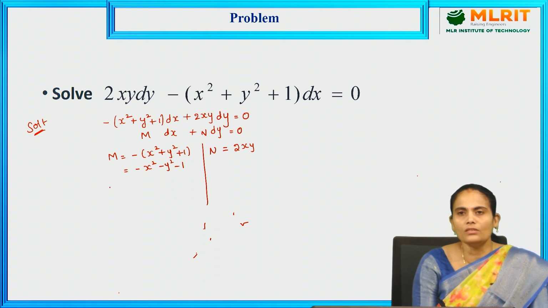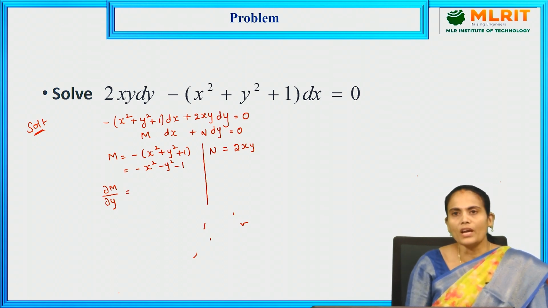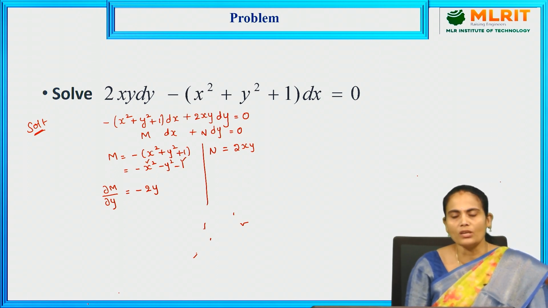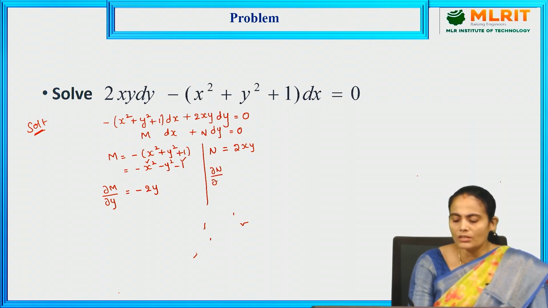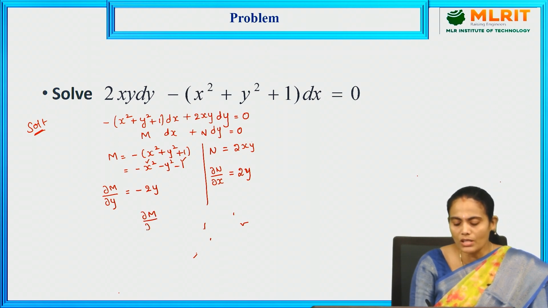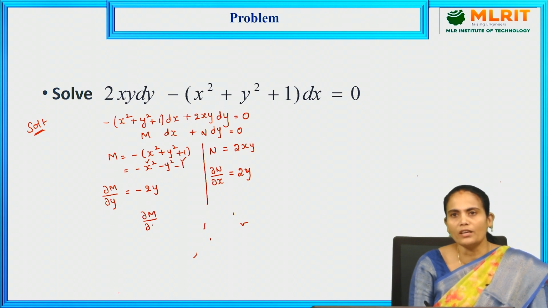Now we have to verify the non-exactness condition. Dou M by dou y, differentiating partially with respect to y, is minus 2y, since x square and minus 1 are constants whose derivatives are zero. Dou N by dou x, treating y as a constant, is 2y. The condition is dou M by dou y not equal to dou N by dou x, and clearly here it holds, so this is a non-exact differential equation.